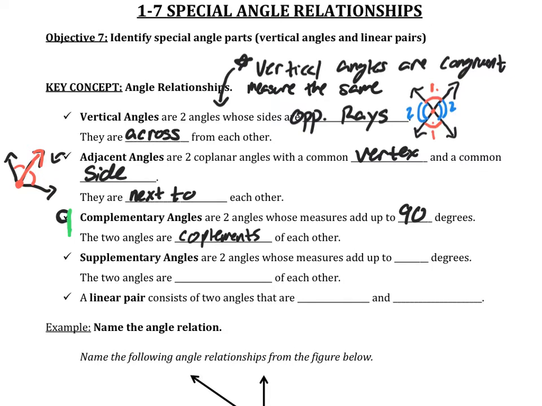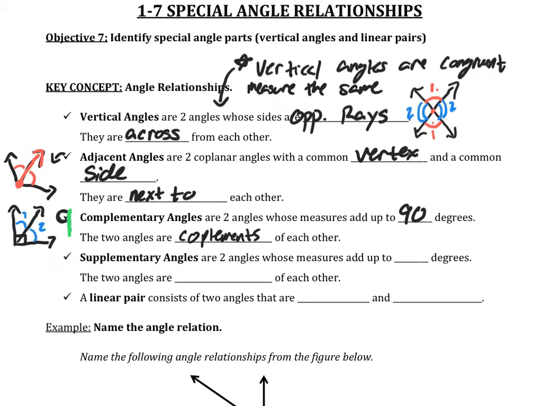So let's draw a little picture on the side of that. If we take a 90-degree angle and we put another ray in the middle there, and let's put our little 90-degree marker, then these two angles make up 90 degrees, and we would say they are complementary. So angle 1 and angle 2 would be complementary.